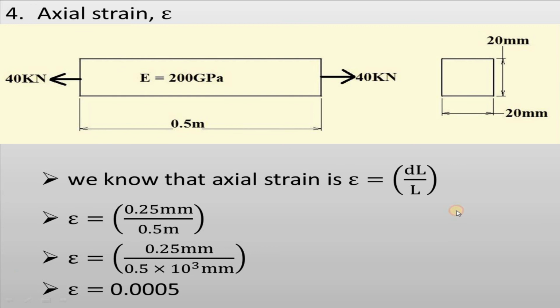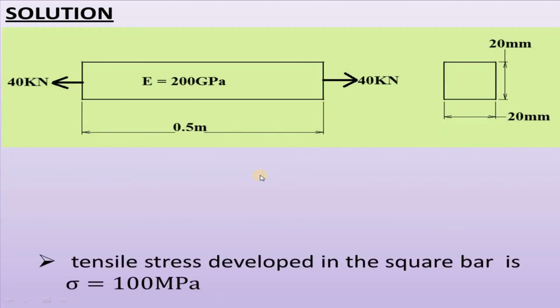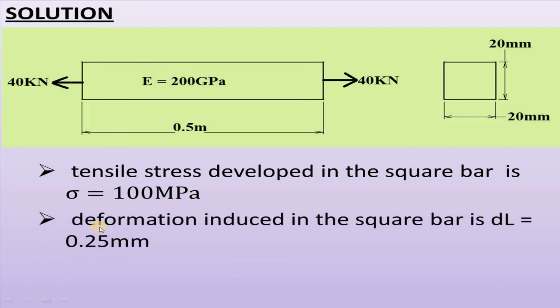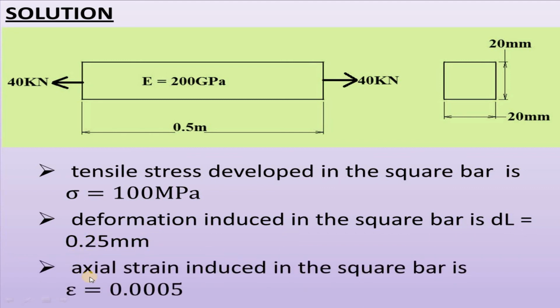So friends, we have found the values of tensile stress, deformation and axial strain. Now we will state the solution. First, the tensile stress developed inside the square bar is sigma is equal to 100 megapascal. Second, the deformation induced in the square bar is dl is equal to 0.25 mm. Third, the axial strain induced in the square bar is epsilon is equal to 0.0005.